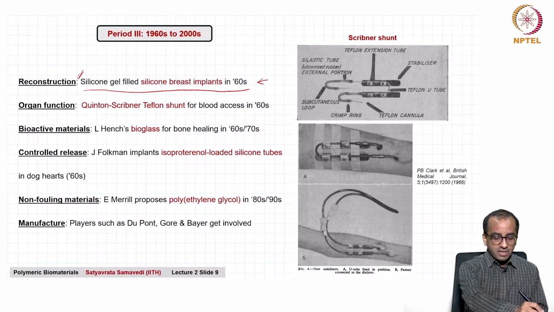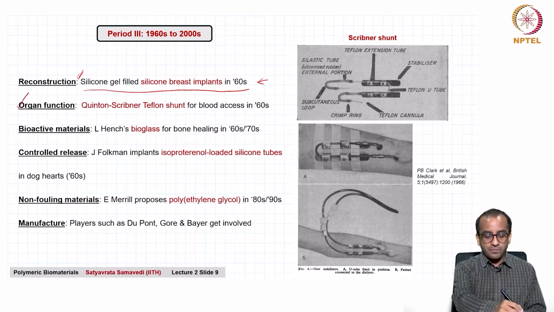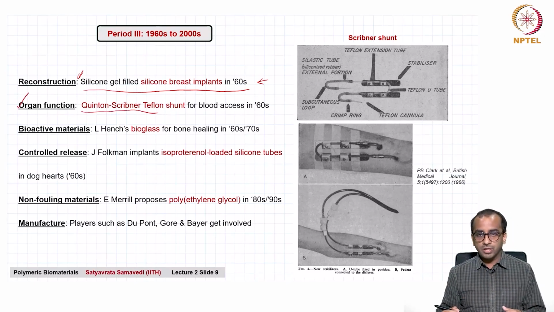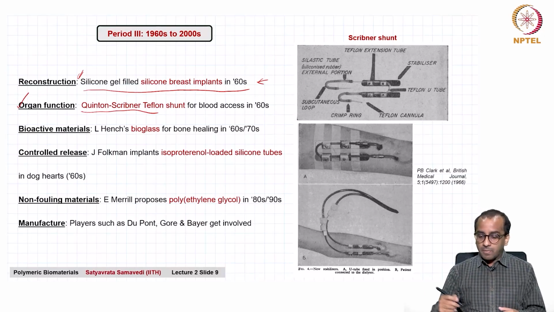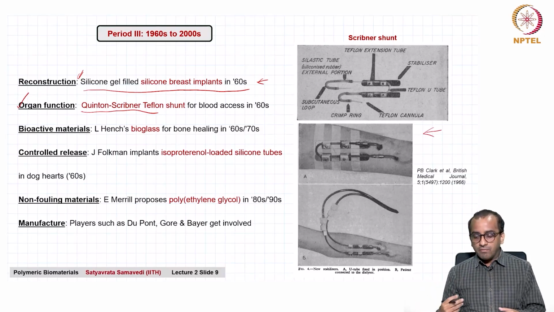You also have in the domain of organ function the Scribner or Quinton Scribner Teflon shunt for blood access. Again, this was a very important development for patients with kidney failure, for example, where a picture of that implant is shown here, where you have a Teflon U-tube for access, and you have a silicone rubber tube where the blood flows, and you place the shunt between the artery and the vein, and the idea was you can remove the blood, send it through dialysis and resend the blood back to the patients.